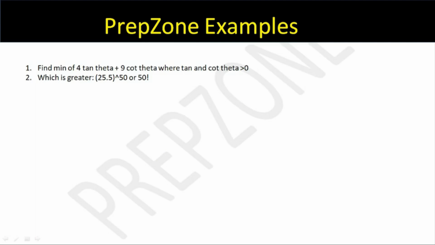You just have to apply AM-GM. I hope no one has any doubt with the first question. This is simple. AM is what? 4 tan theta plus 9 cot theta by 2 is greater than or equal to 4 into 9, which is 36, tan theta into cot theta is 1, to the power 1 by 2. So this is 6 into 2. Answer is 12. Second, who has solved it? Okay, 3 students.